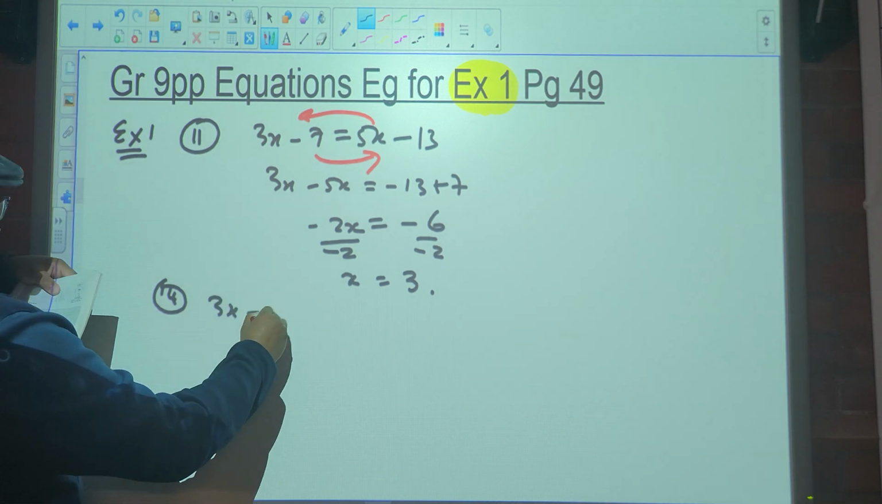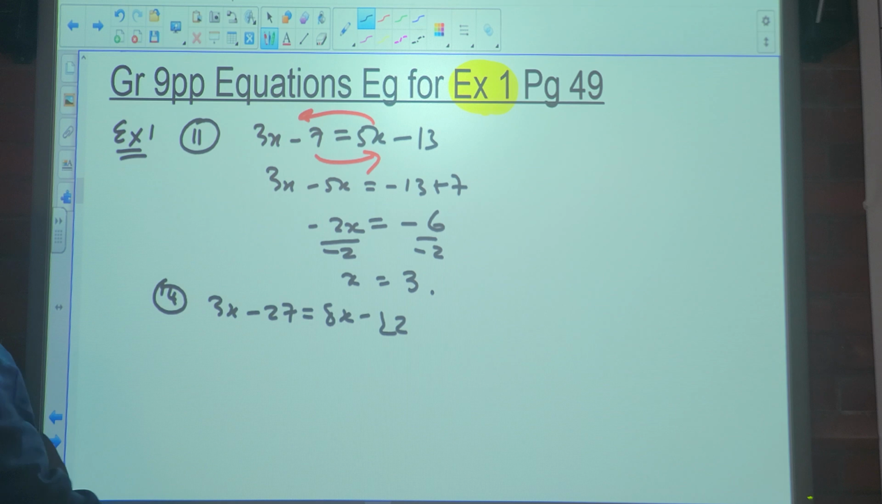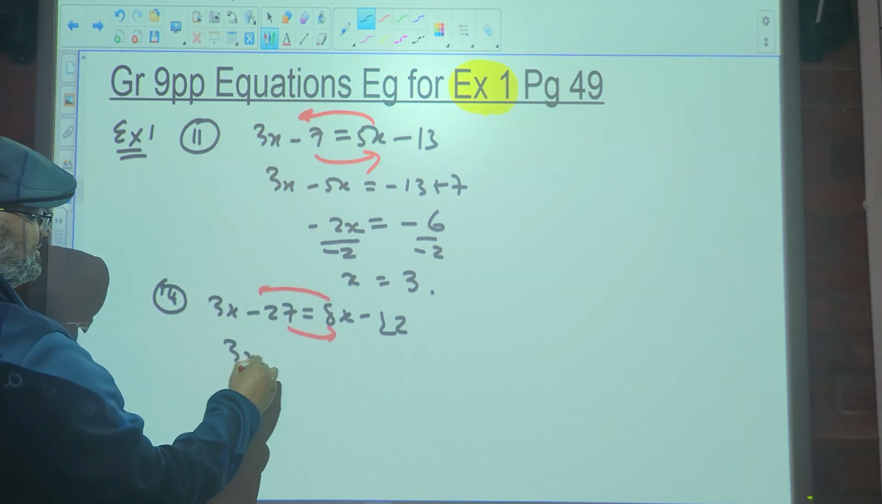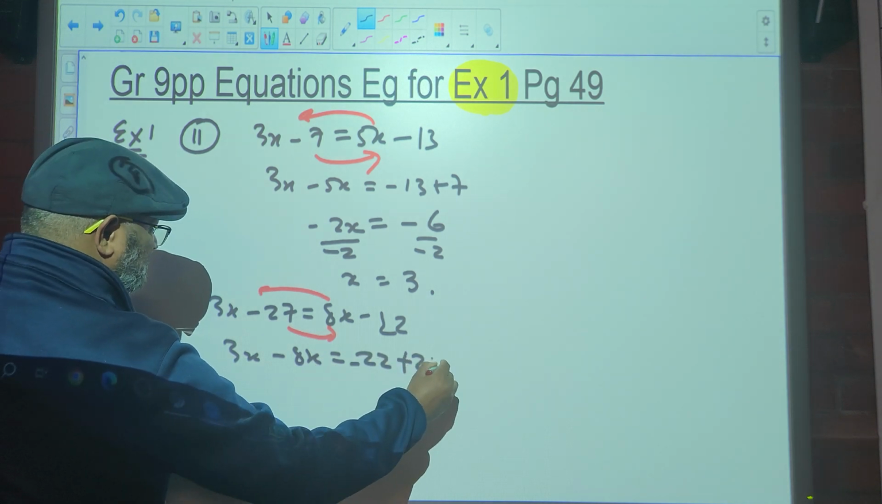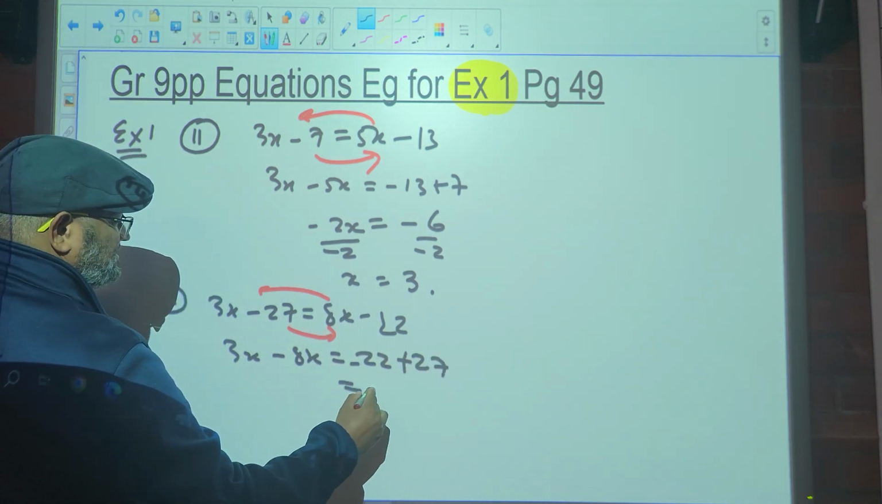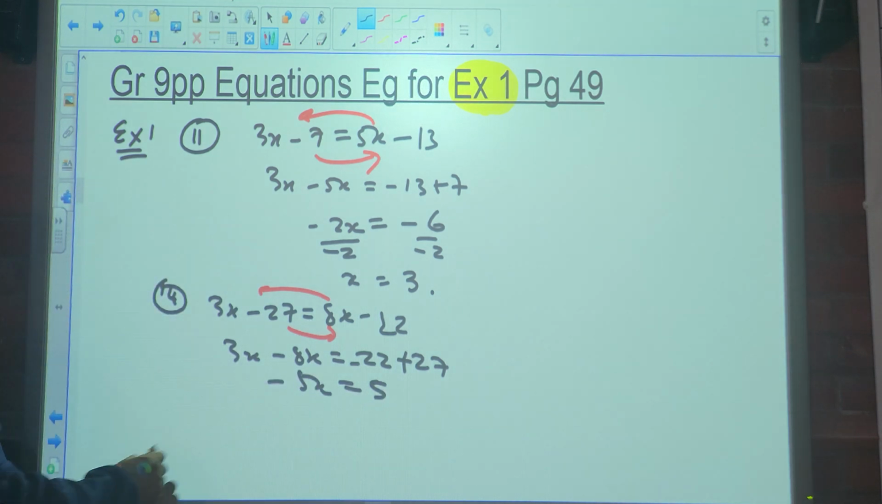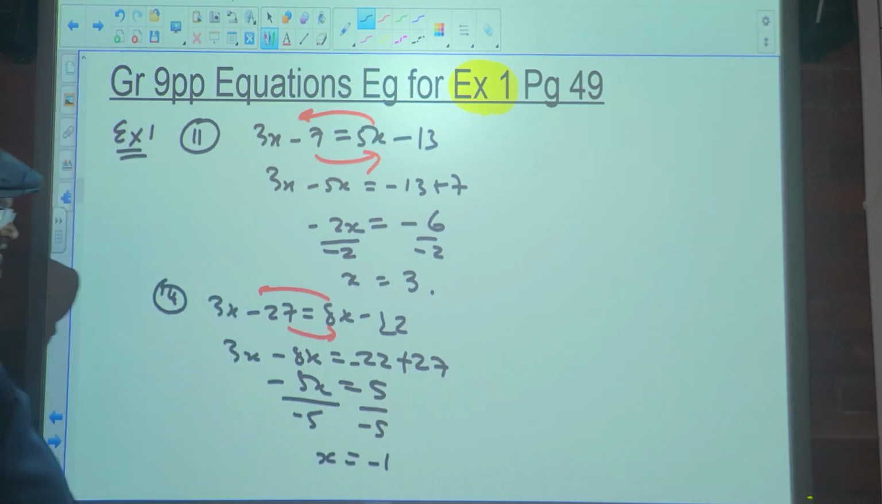You got 3x minus 27 is equal to 8x minus 22. People, x is one side, numbers the other side. So it becomes 3x minus 8x is equal to negative 22 plus 27. 27 minus 22 is 5. That's going to give you negative 5x. Is that correct? Divided by negative 5 both sides. So x equal to negative 1. Who asked this question?